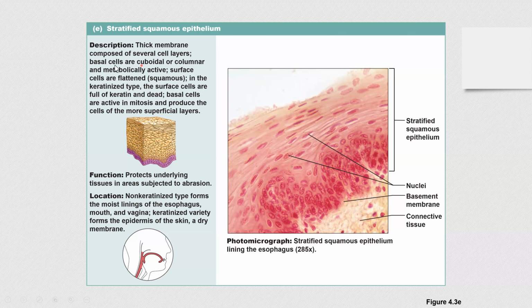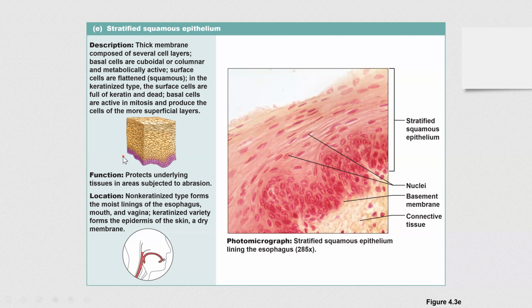So basal cells are cuboidal or columnar, metabolically active. Surface cells are flattened, squamous. In a keratinized type, they are dead. And if it's non-keratinized, they will be living cells on the surface. Basal cells on the first layer of this epithelium divide by mitosis and produce the cells of the more superficial layers.